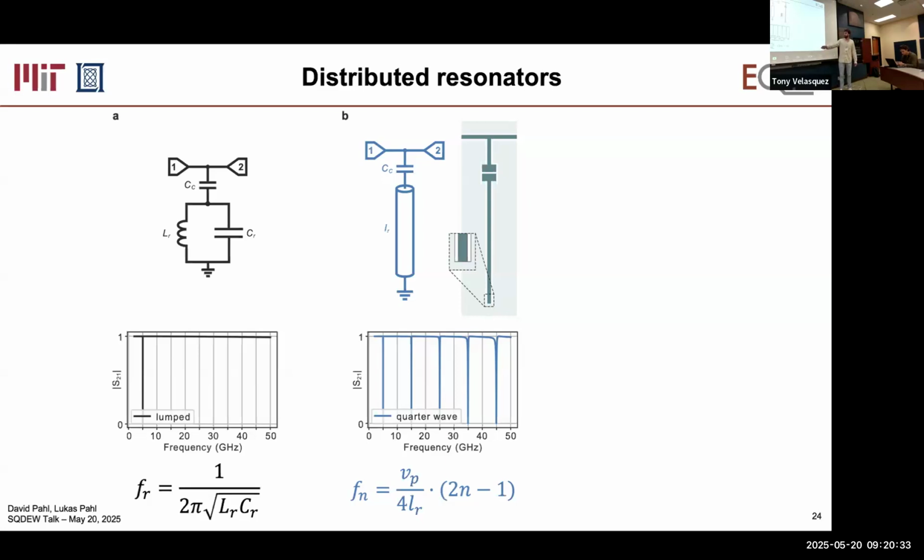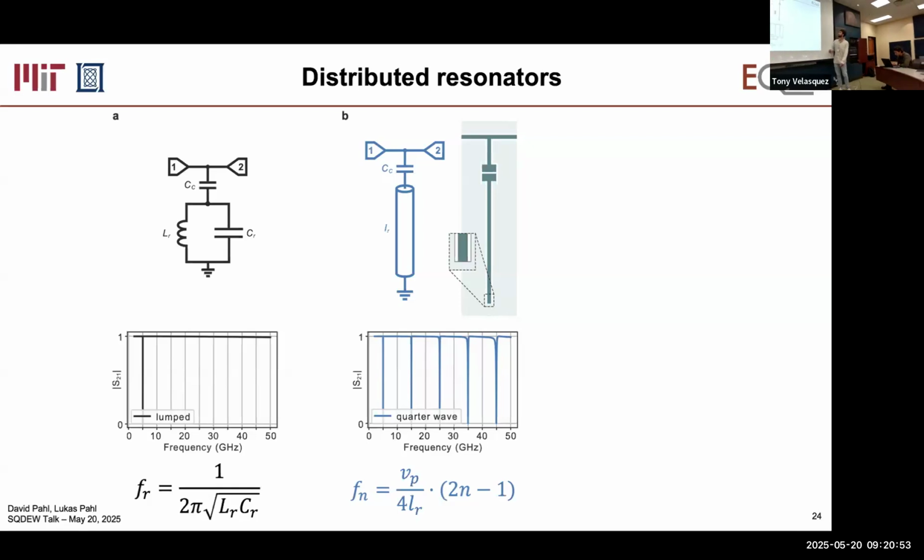This is the formula for all the N resonances in a quarter wave resonator. LR is just the length of this thing. And we can see that they line up. In fact, later in the exercise, you'll build this exact circuit and see that it agrees with this calculation. You can do it yourself.